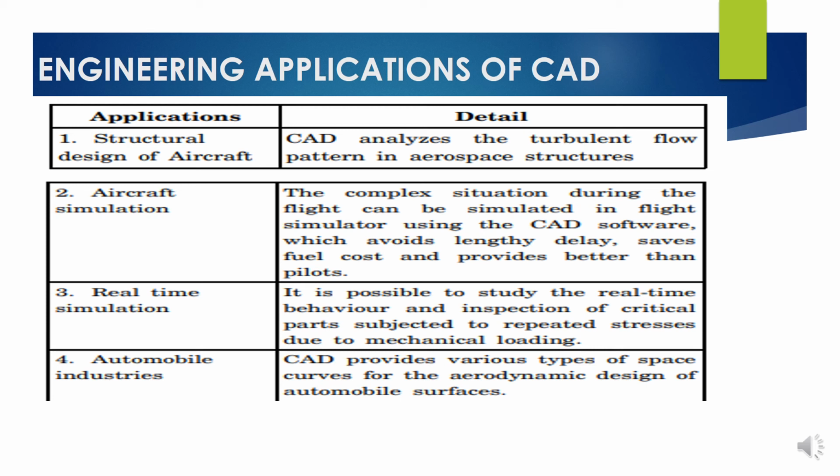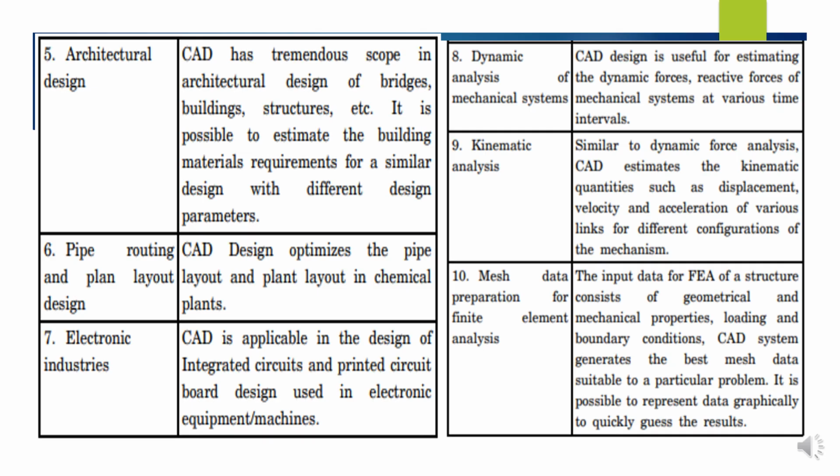Real-time simulation: it is possible to study the real-time behavior and inspection of critical parts subjected to repeated stress due to mechanical loading. The fourth one is the automobile industry. CAD provides various types of space curves for the aerodynamic design of automobile surfaces. The fifth is architectural design. CAD has tremendous scope in the architectural design of bridges, building structures, etc. It is possible to estimate the building material requirement for similar designs with different design parameters.